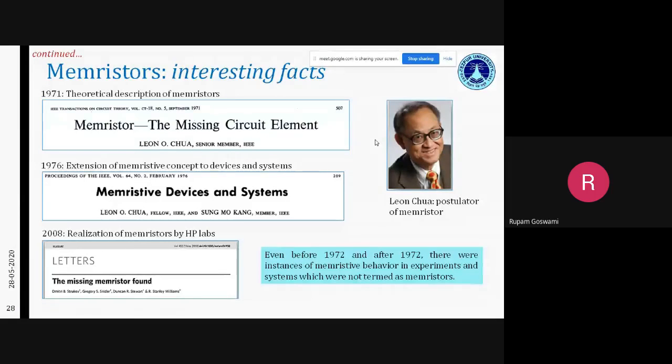So as I have said, the memristor in 1971 was the first official report by Leon Chua. But later, Chua realized that even before 1972 and even after 1972 up to 2008, there were instances of experiments in which similar switching phenomena or memristive action was found, but no one called it a memristor or linked it to Chua's concept of that missing link between flux and charge.